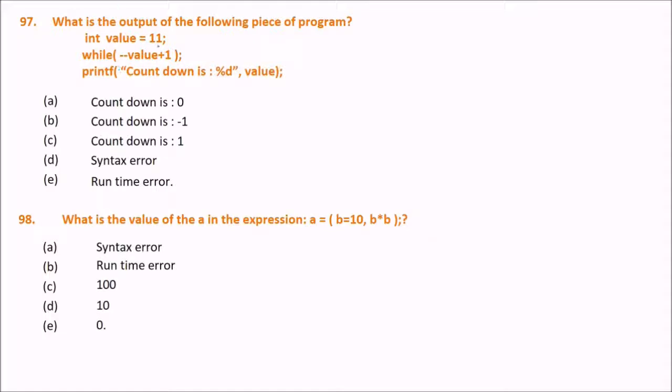You have int value equal to 11, while minus minus value plus 1. Printf countdown is %d value. Okay, what will be the answer? Now, as a layman or a new beginner to C, I will compute minus minus value is 10, and this will be 10 plus 1, that will be 11. So 11 will be printed. Or countdown is equal to, while this value is 11, minus minus value, that is 10, so 10 can be printed. Okay, these can be the options, but the answer here is B.